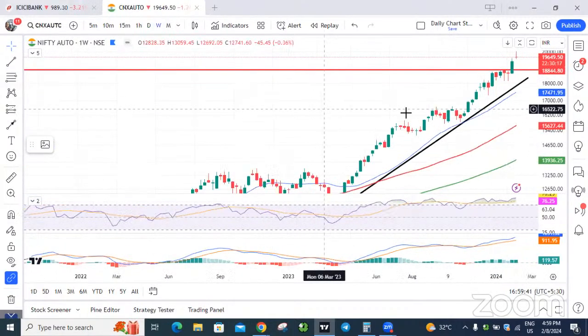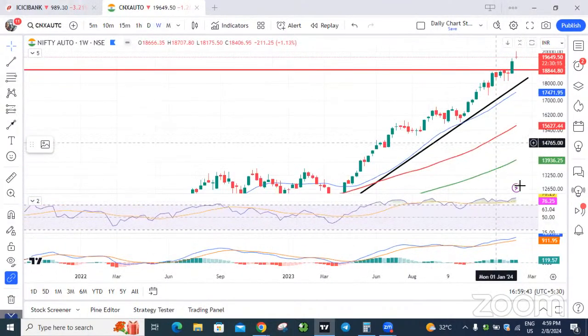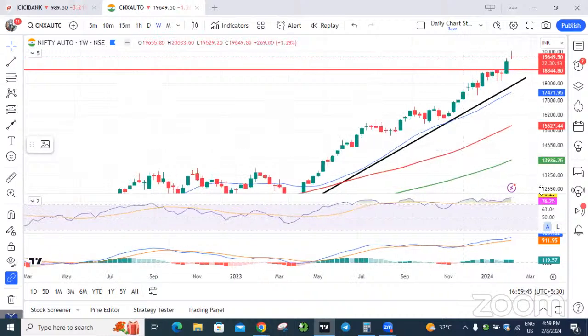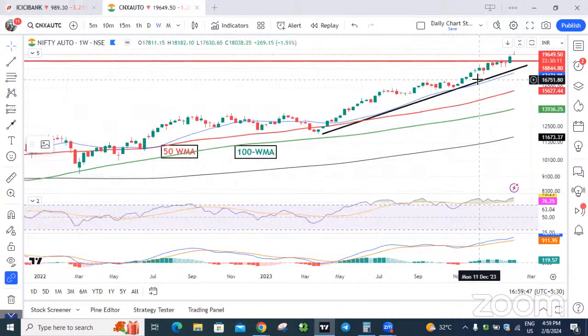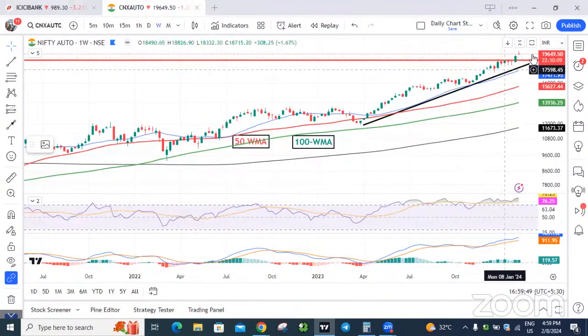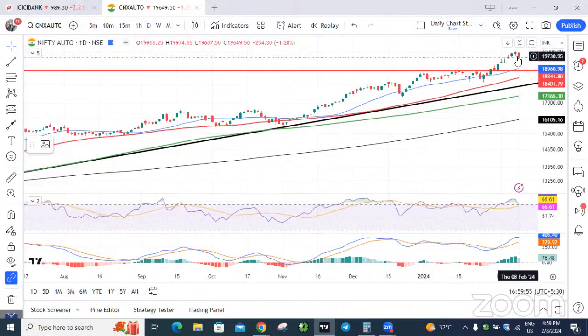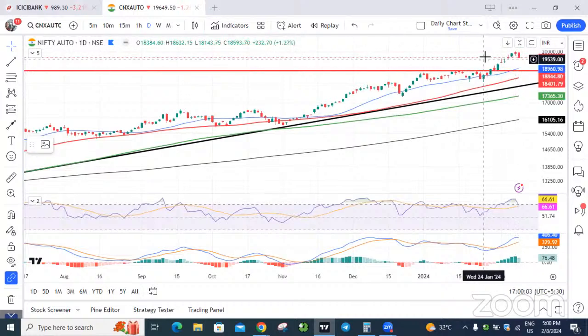That is also trading at nearly all-time high levels. So there is no sign of major weakness in the Nifty Auto sector. For the last 2 days, there has been some slight profit booking happening around the 20,000 level, which is a psychological level in the Nifty Auto. However, overall the trend is positive right now.